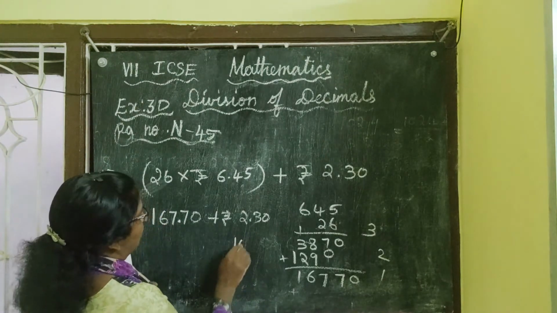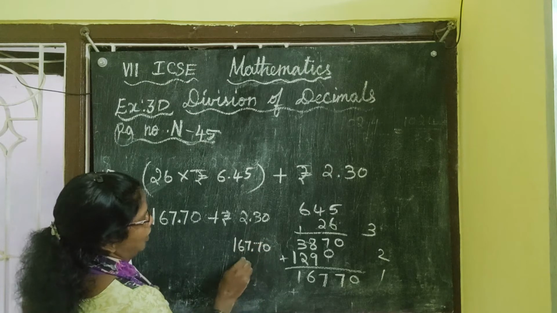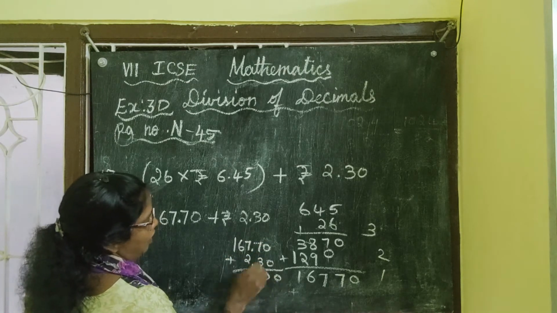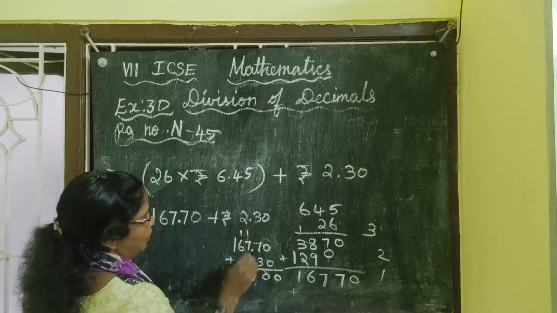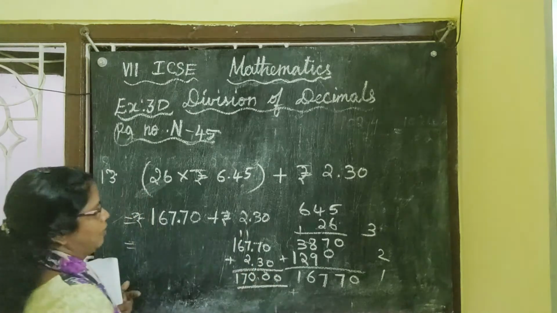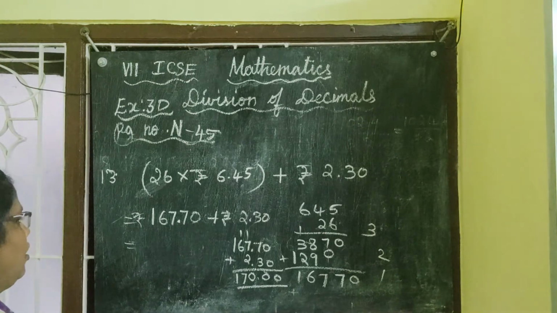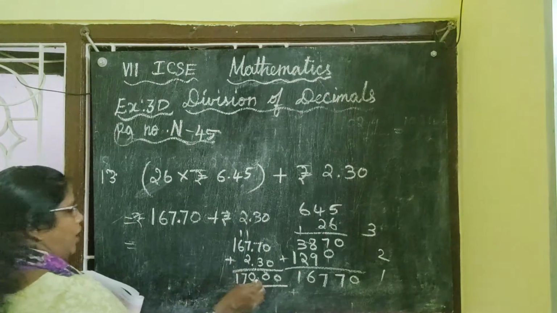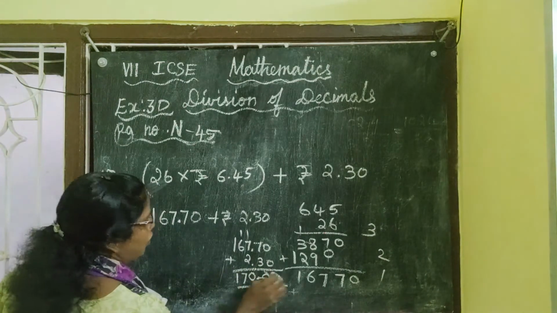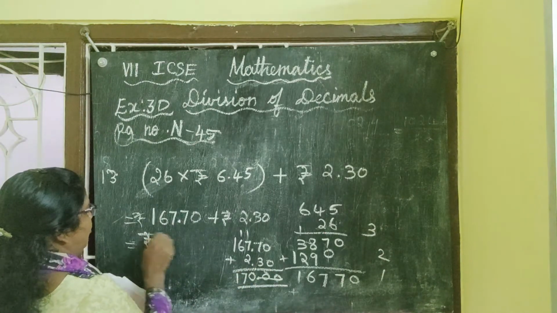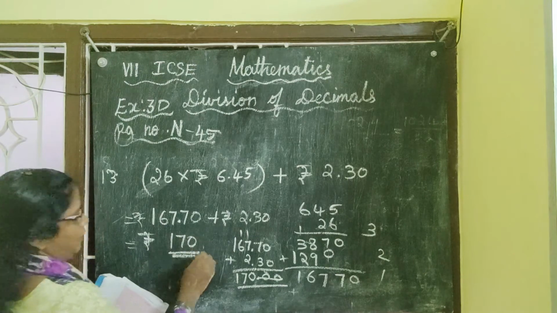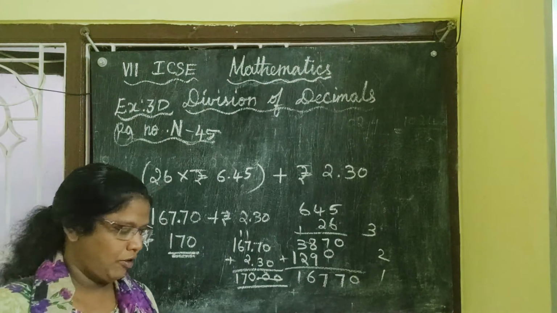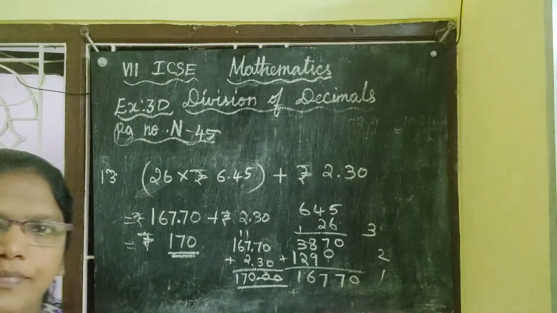So 167.70, 2.30. Add this: 0, 10, 1, 10, 1, 7. Okay. So what is the amount now? What is the total amount? When we add, after the decimal 0 comes as no value, so your amount is 170. Clear children? Okay. We have completed this exercise.